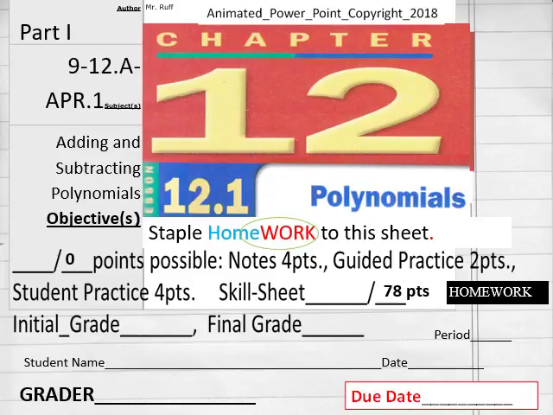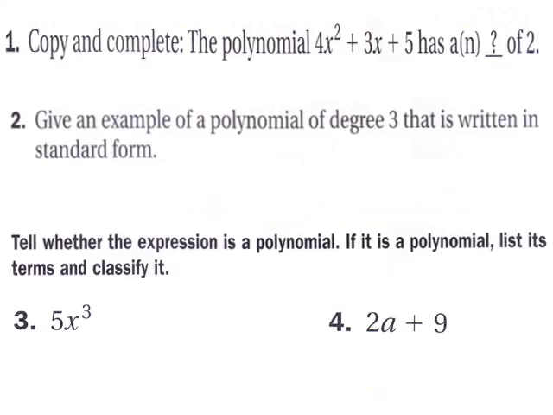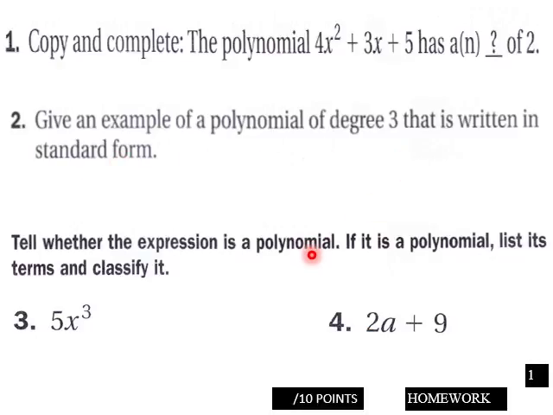Then we go into our homework for 12.1. Copy and complete has a blank of 2, so you fill in the blank there. Give an example of a polynomial of degree 3 that's written in standard form. This is a great question right here. 10 points for this slide here.